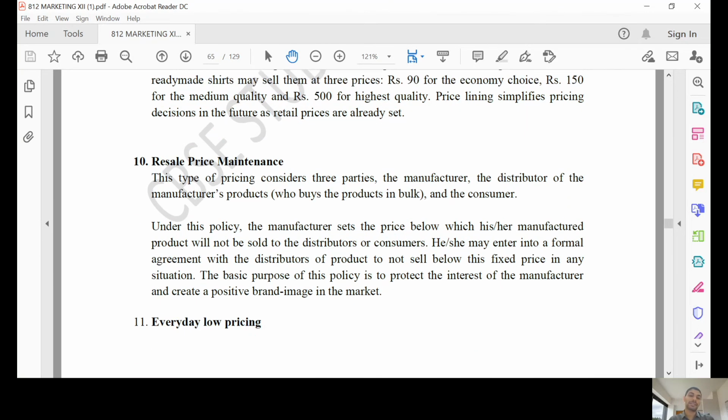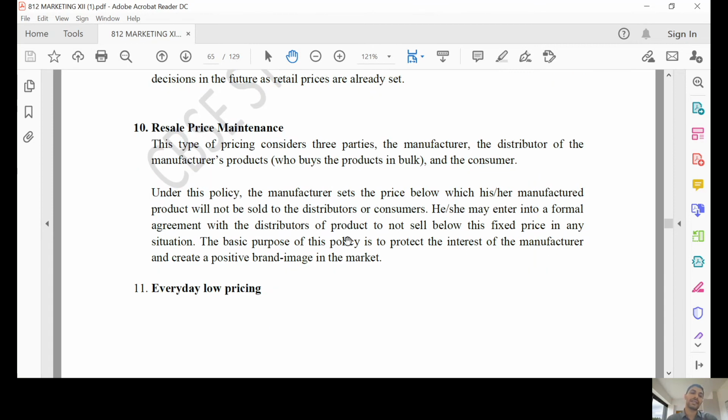Next type of pricing, resale price maintenance, is an agreement between the manufacturer and distributor not to sell our product below a price. Sometimes what will happen is, if you are selling your product at one price in one retail shop, in another retail shop the same product is available at a lesser price, and in another retail shop the product is available at a higher price. In that case, there is no uniformity. That is why an agreement is made between manufacturer and retailer to maintain the price of the product. Apple is always making resale price maintenance agreements with its retailers.